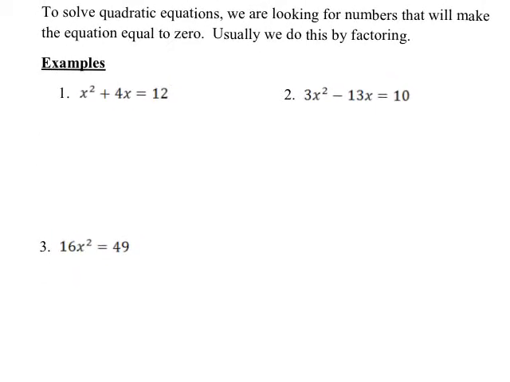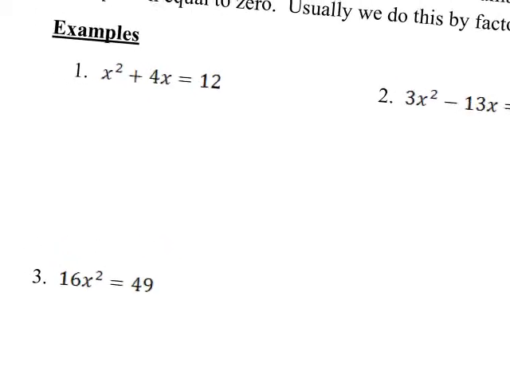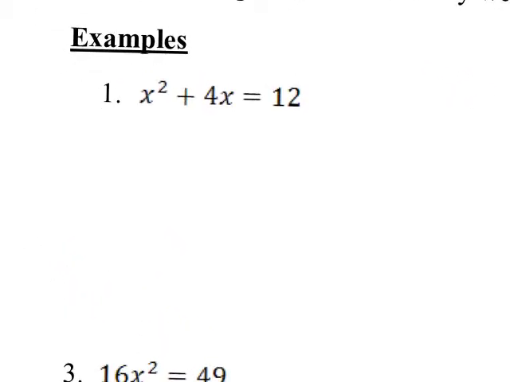So to solve quadratic equations, we're looking for numbers that will make the equation equal to 0. One of the ways that we can do this is by factoring. So let's start with this example right here. What we're going to do is take this 12 right here and move it to the other side.